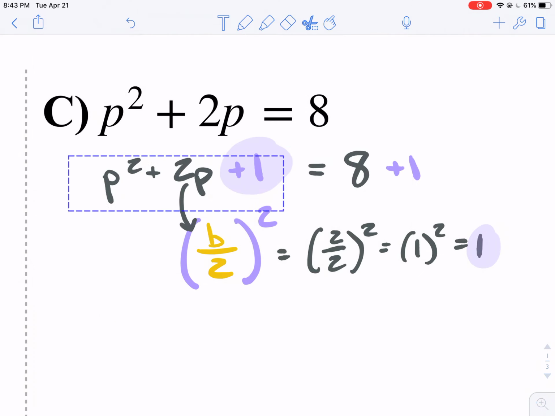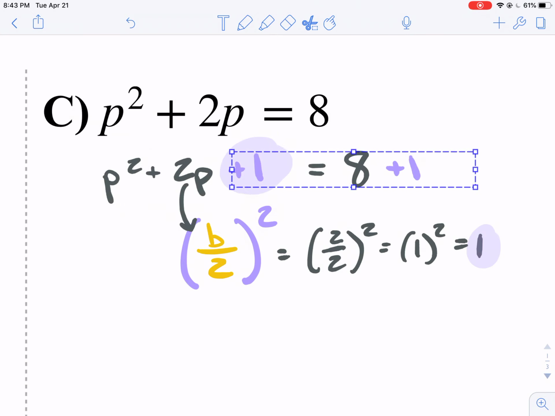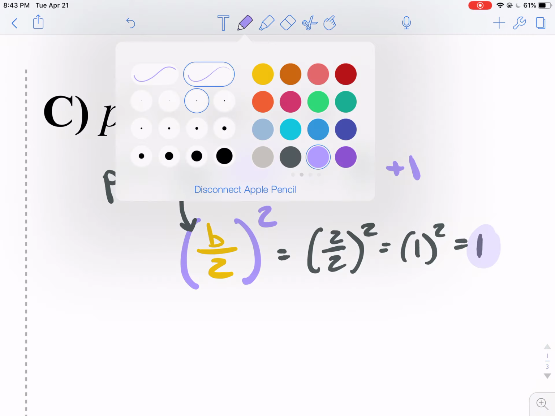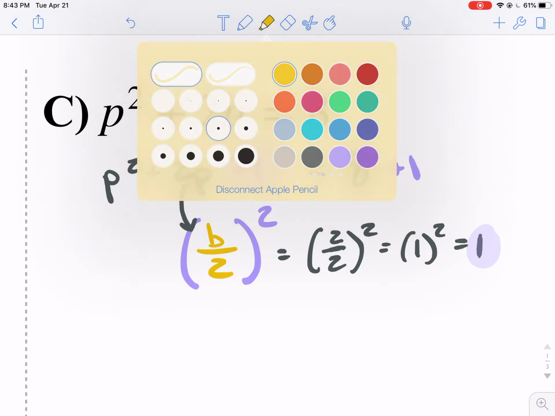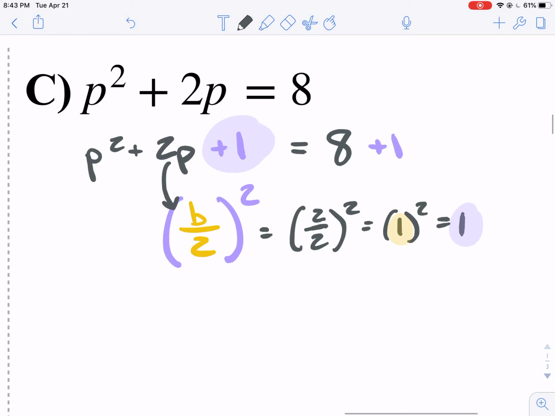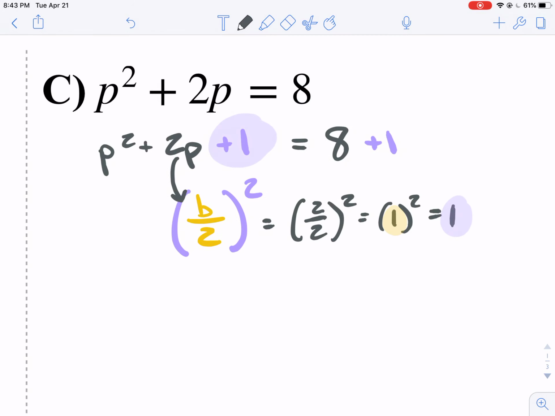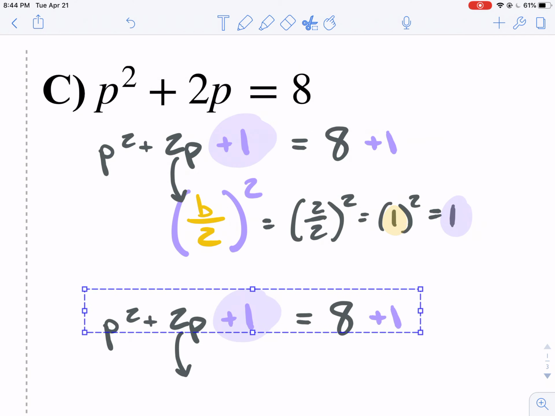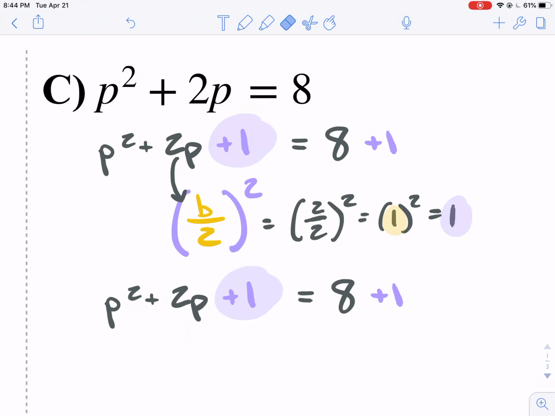We add 1 here because this makes this a perfect square. We add 1 here so that they can balance. Alrighty. Now we're going to keep the square root of our c term in mind because this will help us write it as a perfect square trinomial. So to recap, we've got p squared plus 2p plus 1. And that's equal to just a plain old 9.